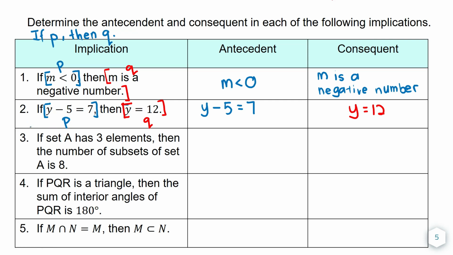P is set A has 3 elements. Okay. Q is the number of subsets of set A is 8. Okay, set A has 3 elements is P, then the number of subsets of set A is Q. Okay, what is the antecedent?